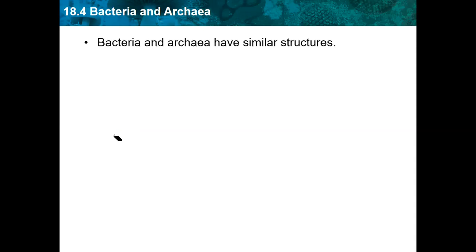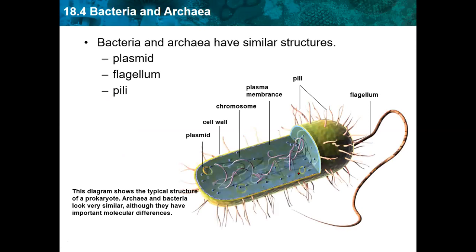Bacteria and archaea have similar structures. They both have plasmids, they both have flagellum, and they have pili. You're going to know them. Now the flagellum is actually used for locomotion. Locomotion means movement. Yes, movement. The plasmid is what? It's just like a genetic piece.